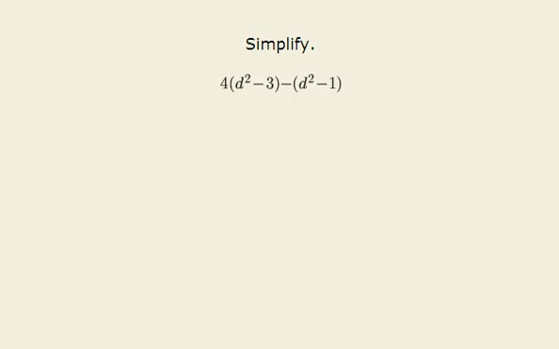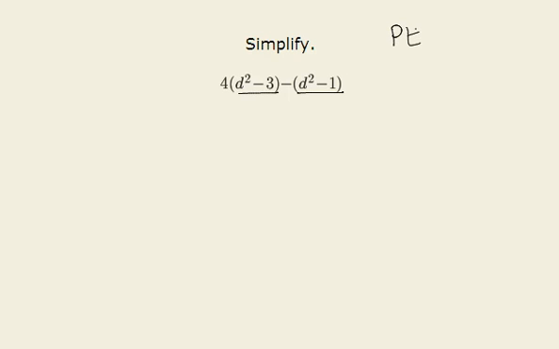This problem is asking us to simplify the expression 4 times the quantity d squared minus 3 minus the quantity d squared minus 1. Now the values inside the parentheses are not like terms. We have a coefficient and a variable in each one, so we cannot combine numbers in the parentheses. There are also no exponents.